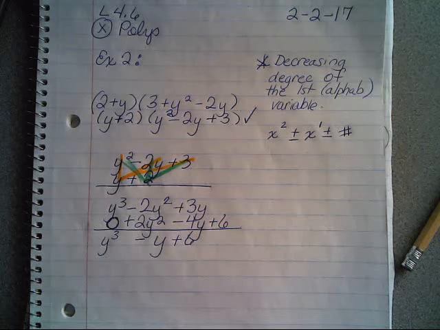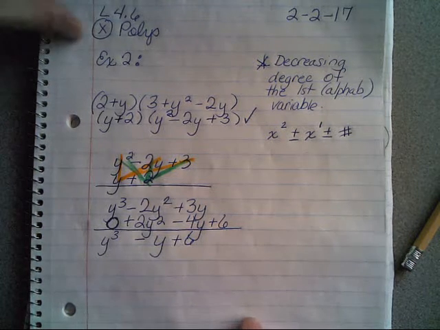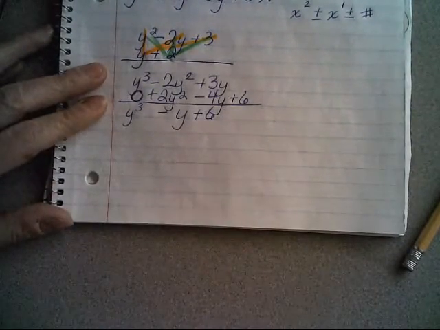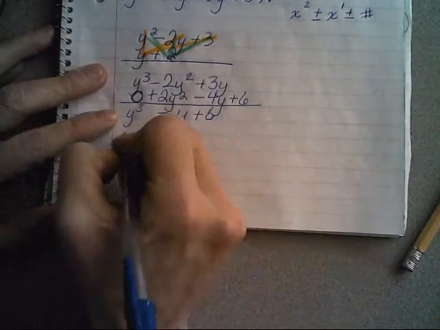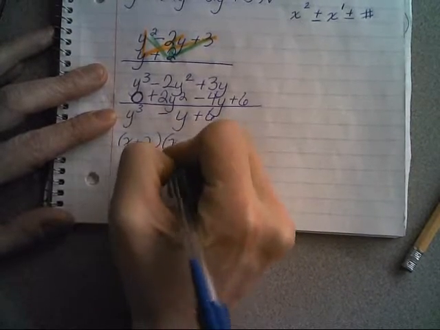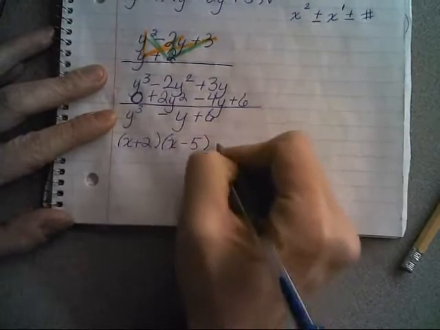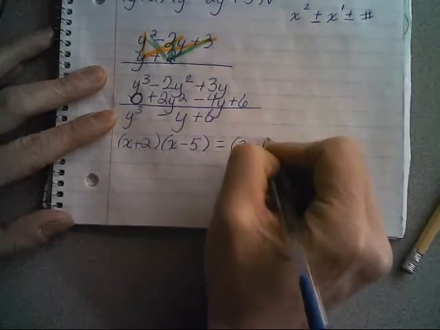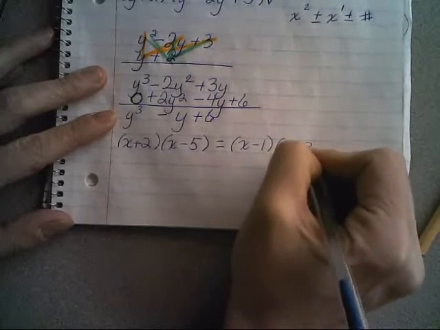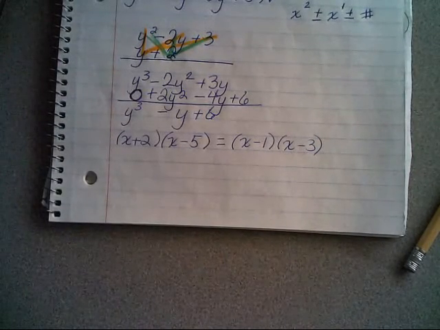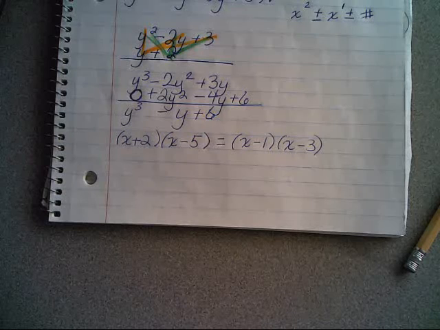What if you're given an equation? And this is the last thing I want to share with you guys. What if you're given x plus 2 times x minus 5 equals x minus 1 times x minus 3? What do you have to do in order to solve this?